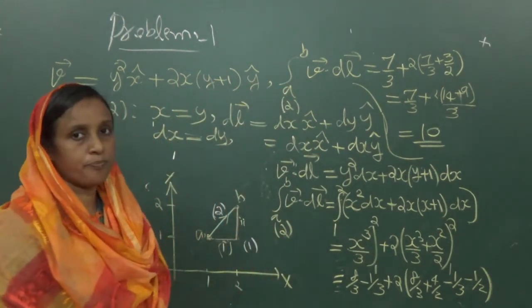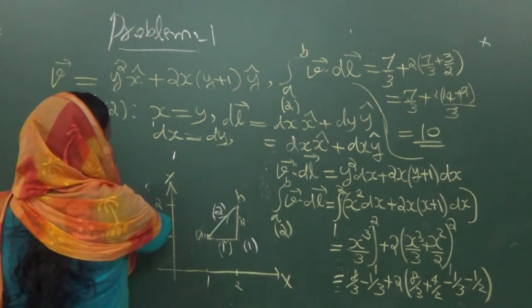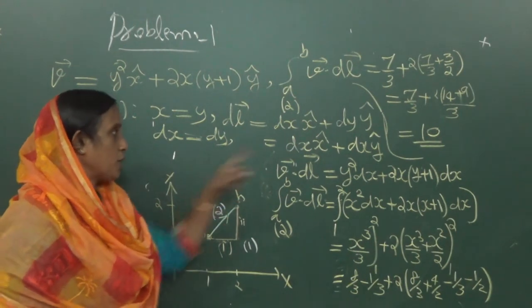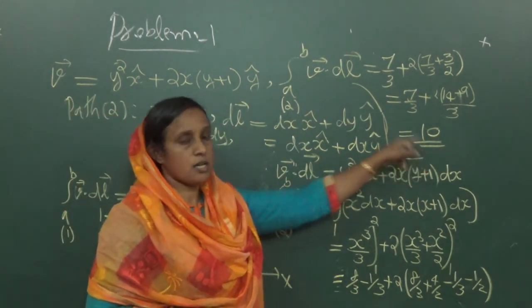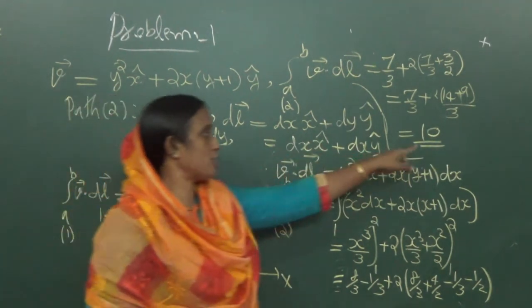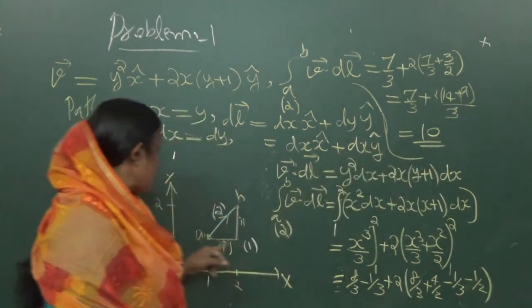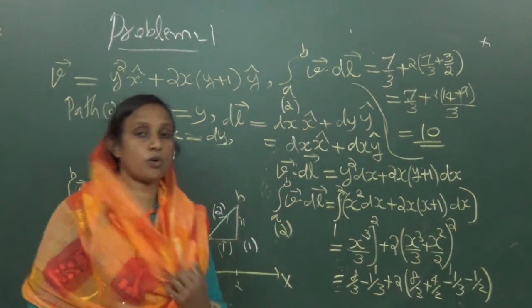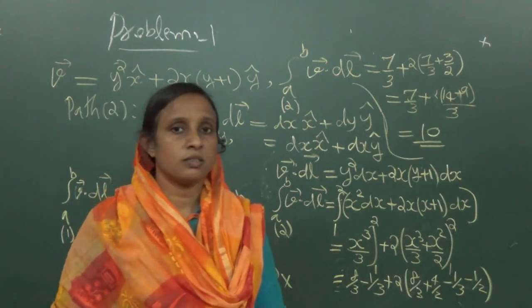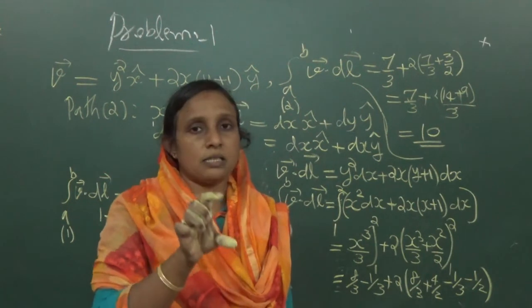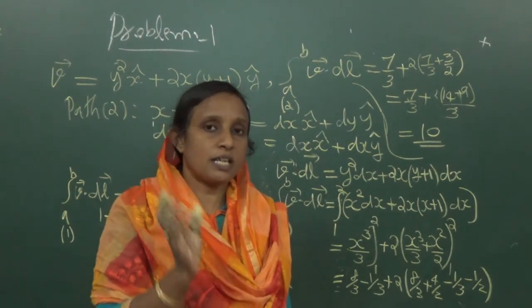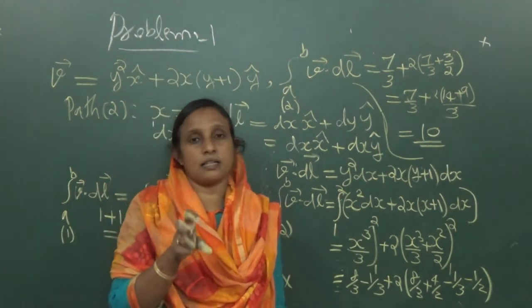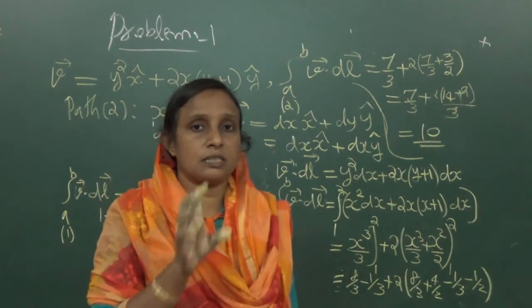Now I can conclude the result here. Integration over path 2 from A to B gives you 10. Integration from A to B along path 1 gives you 11. So we can conclude that if you take different paths connecting the two points, you may get different values for the integral. In general, the line integral depends on the path connecting them.